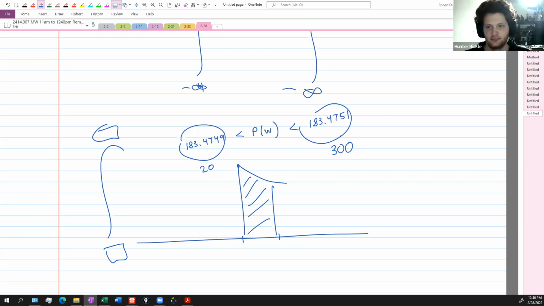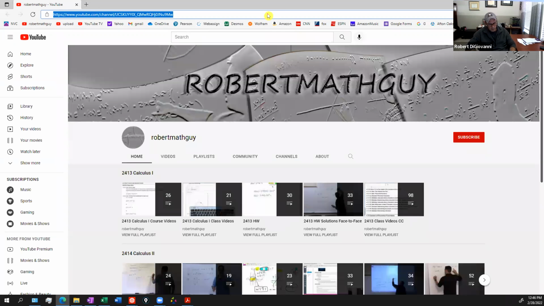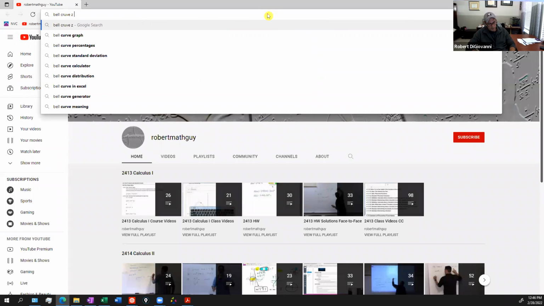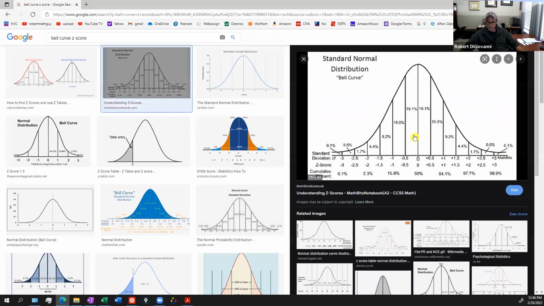What they do is they go to graphs. They already have the graphs, and they already have tables that show them areas. Let me just pull up a bell curve z-score. Yeah, so this is your standard normal bell curve.